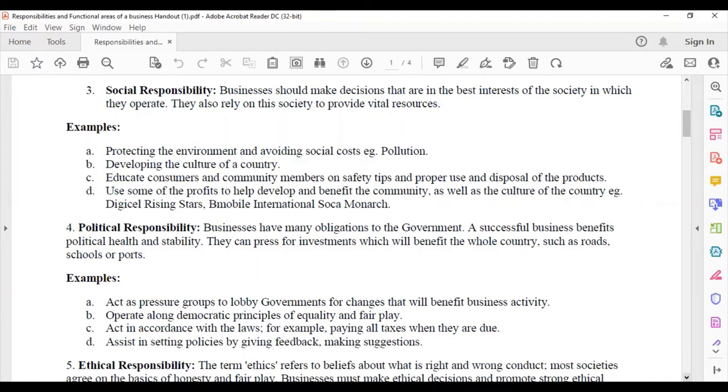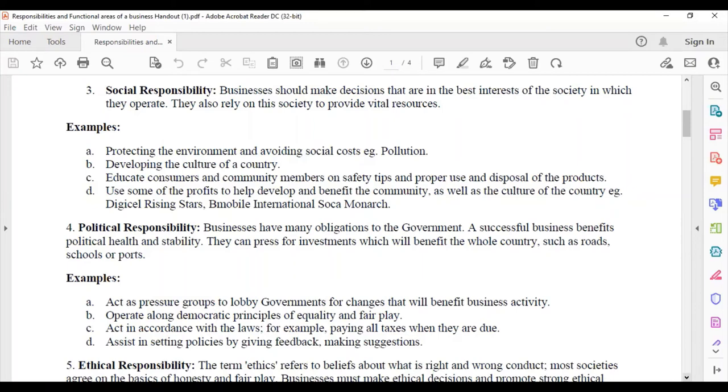Use some of the profits to help develop and benefit the community as well as the culture of the country. And we also spoke about, we mentioned that before, Digital Rising Stars and the Be Mobile International Soca Monarch. So there's a political responsibility. And anything we talk about political, we know it's related to the government, obligations to the government, all right? Now, businesses have many obligations to the government.